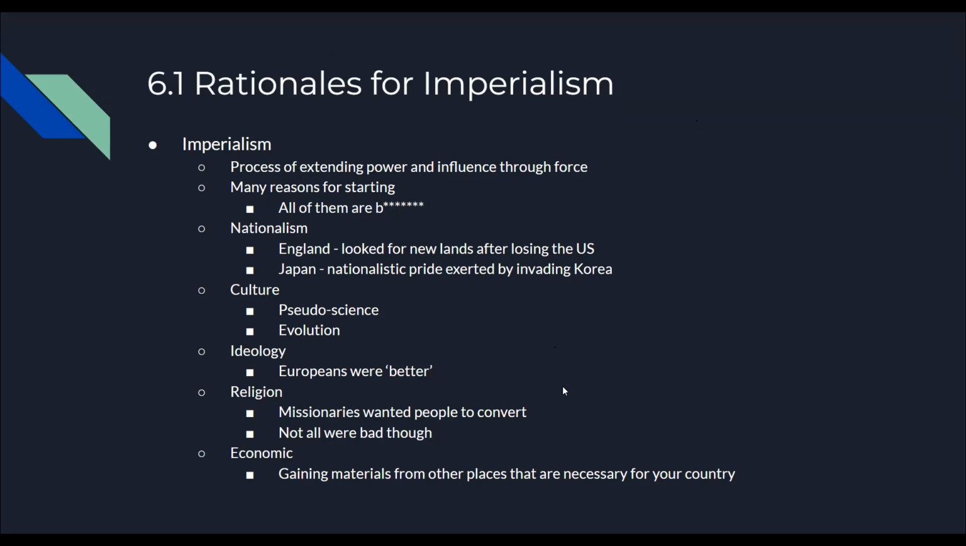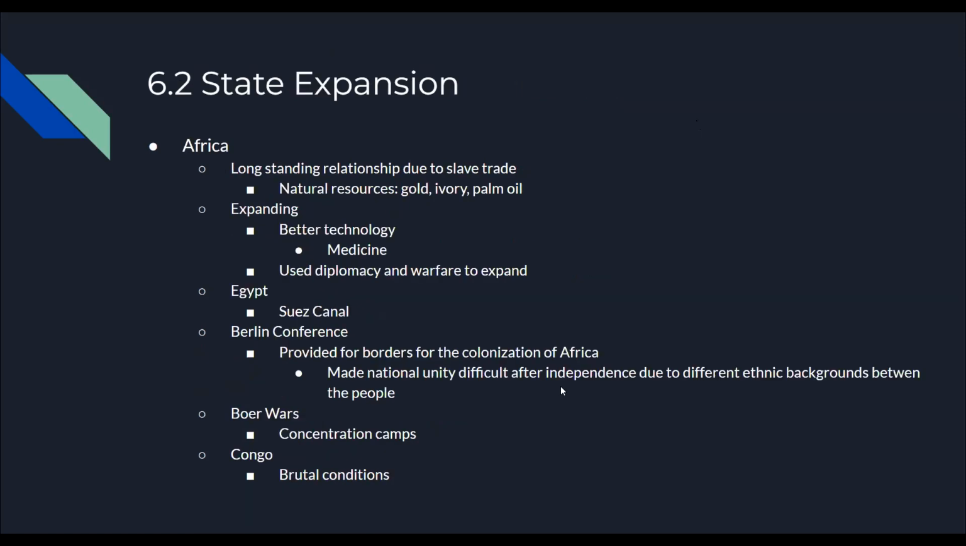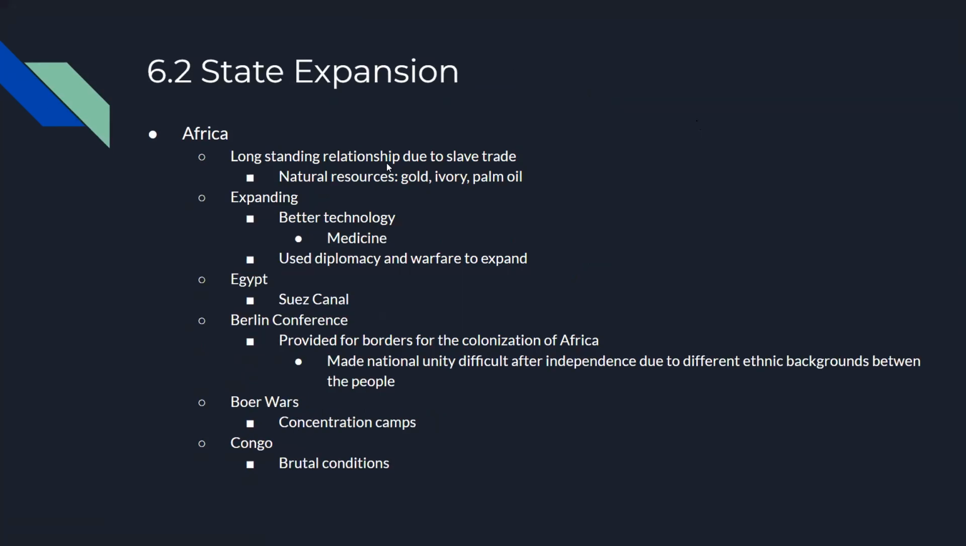So yeah, that's pretty much the rationales for imperialism. Now let's go on to state expansion. The thing with state expansion is you basically have England, France, the Dutch, and Spain. You also had Portugal, I believe, and those are the main countries. You also had Germany, like pretty much most of Europe doing it.